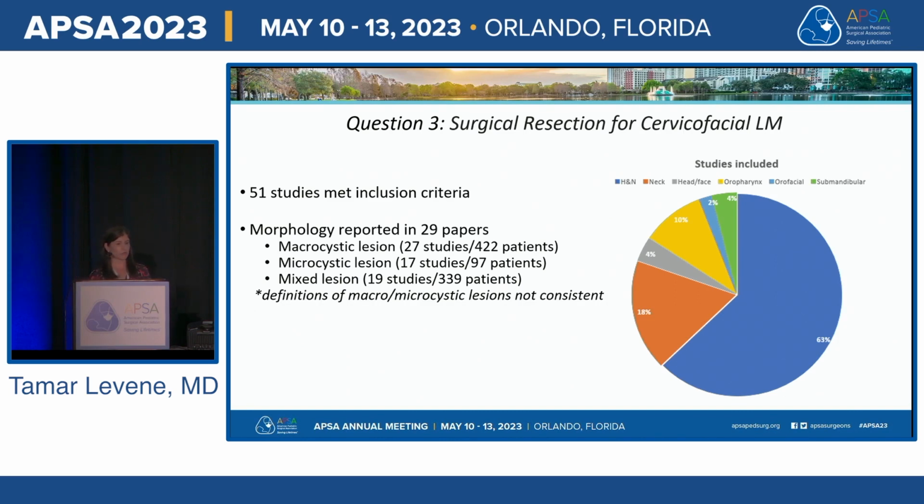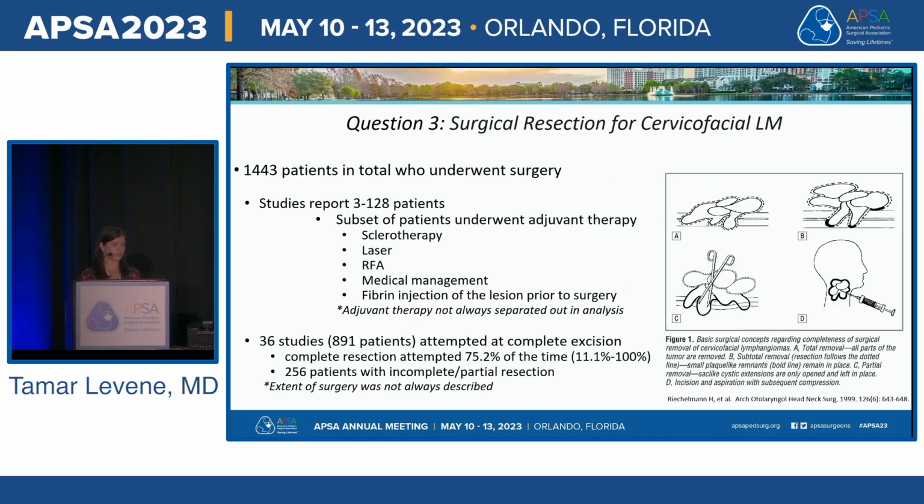The morphology was reported in a little bit over half of these papers, and I should note that there was some variation as far as the definition of macrocystic versus microcystic lesions, with some papers reporting 1 centimeter as a cutoff, some papers reporting 2 centimeters as the cutoff, and some papers just not specifying what they consider to be macrocystic versus microcystic, making comparison obviously difficult.